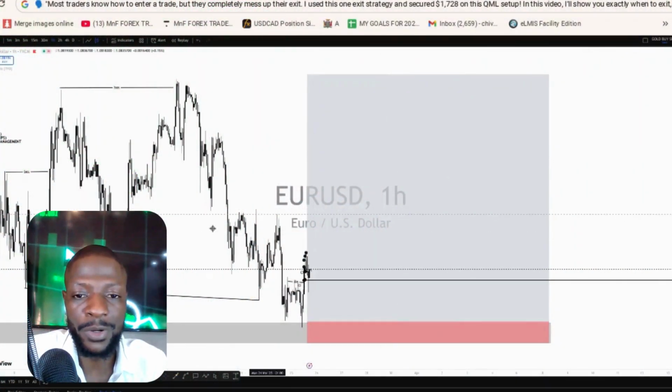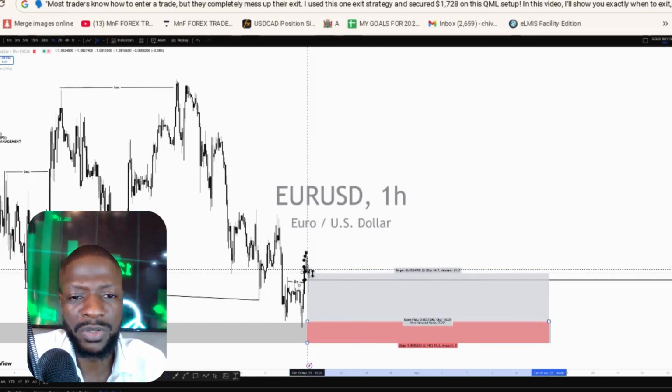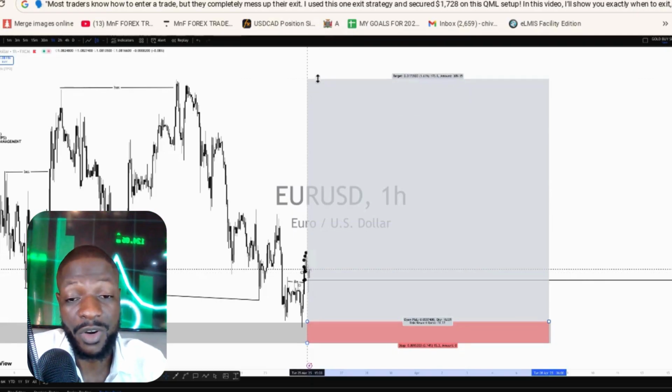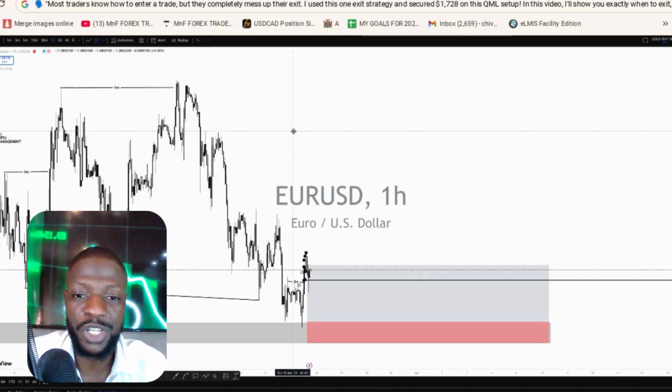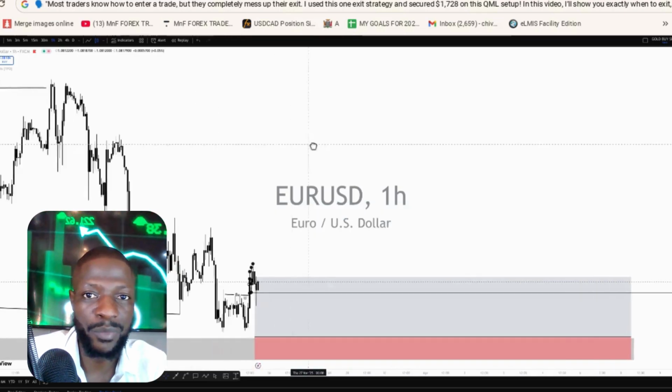So this is how we were able to exit this trade. We exited this trade with about a 1 to 2 risk reward ratio. The target was like a 1 to 13 risk reward ratio. We ended up getting out with the 1 to 2, which is just okay, because the market had changed direction on the lower time frame, and you can see that structures were being broken.